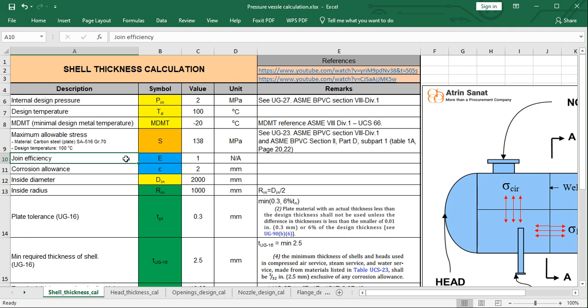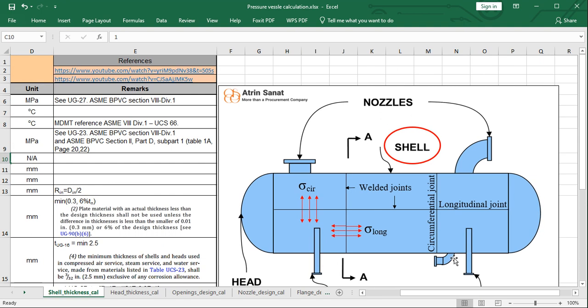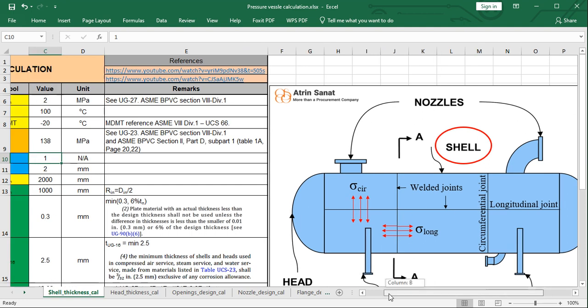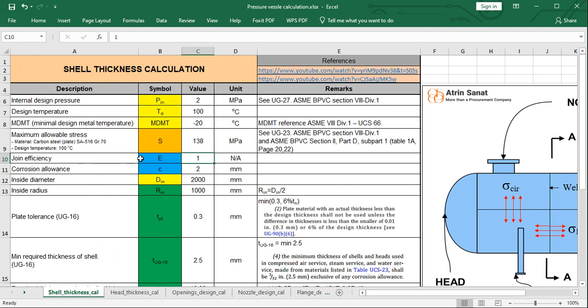The next one is the joint efficiency. This value is defined as 1. This factor is determined based on the welding process. In our case of vessel, the shell is made up from single or multiple steel plates, and the edges of these plates are perfectly welded together. Supposing that there are no mistakes or imperfections in this work, we can confidently set the joint efficiency equal to 1.